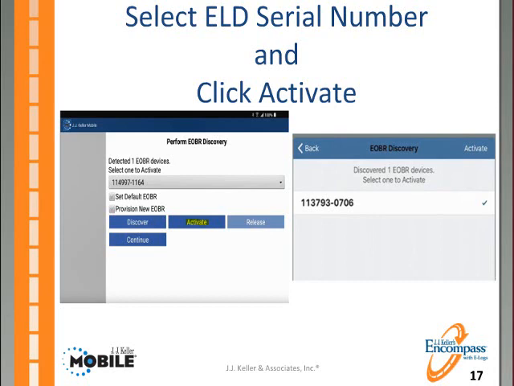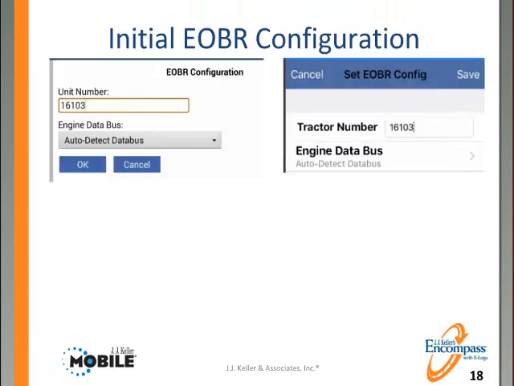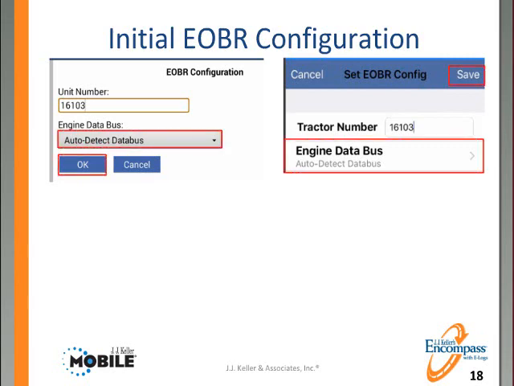Now, once you discovered the correct serial number, you're going to select it and then click Activate as shown. You're then going to be taken to a screen where you can rename the ELD to your unit number, as well as the engine data bus that your ELD will be getting your engine data from your vehicle on. Now, for most harness types, you're going to just let the application auto-detect as shown, and then hit OK.